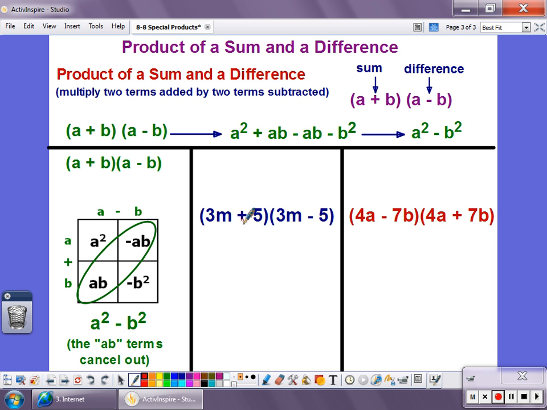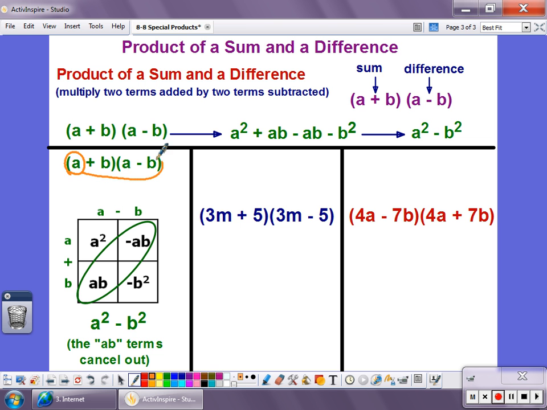Now when we look at this pattern, this one is a little different. I have my a times a, which is my a squared. When I do my b, I'm going to get b times negative b, which is going to give me my negative b squared here. So this is the only special pattern that has a formula that has a negative b squared in it. Now here's where it's special, my middle term.